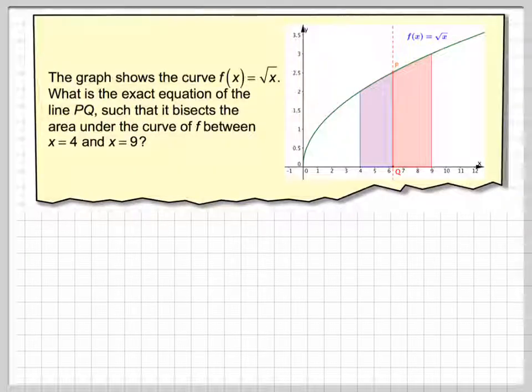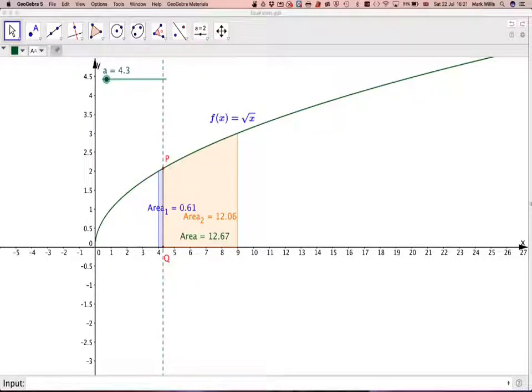If we just look at this GeoGebra applet, here we have the graph of f of x is equal to square root of x. Okay, so the total area between 4 and 9 is 12.67, the green one here.